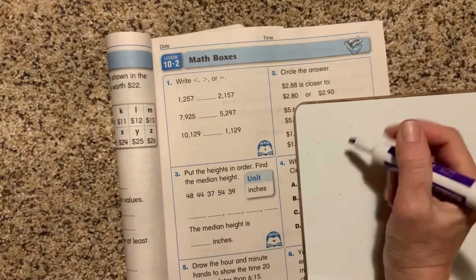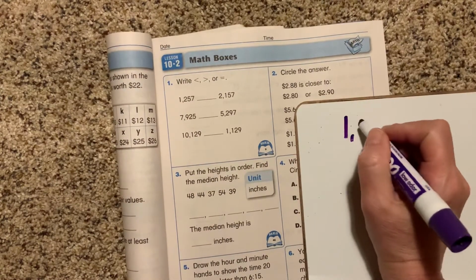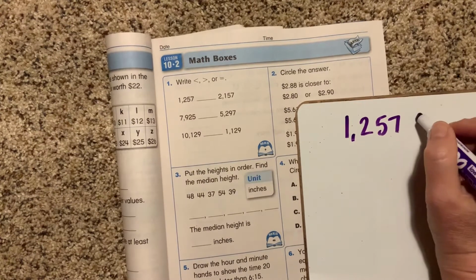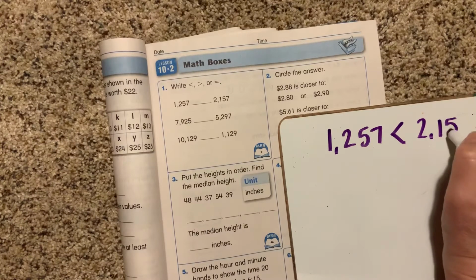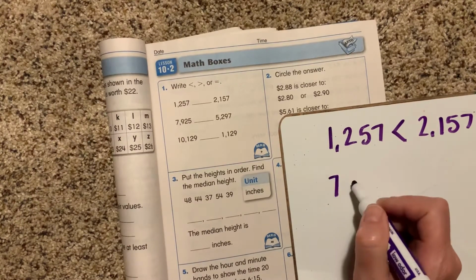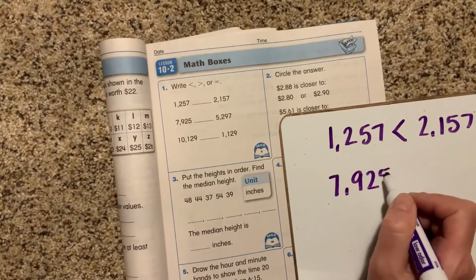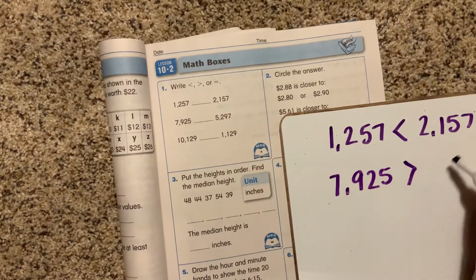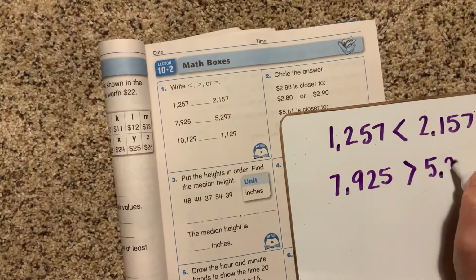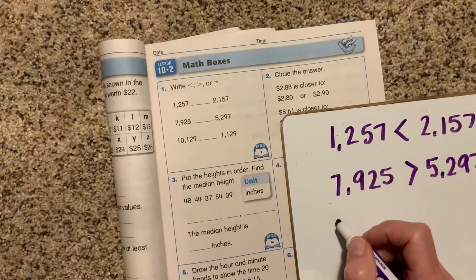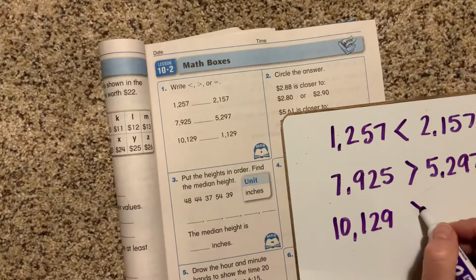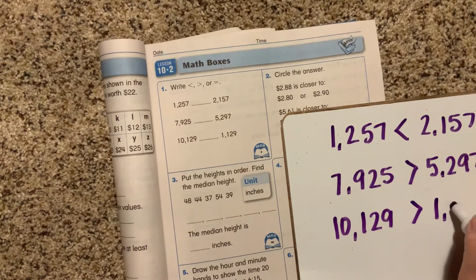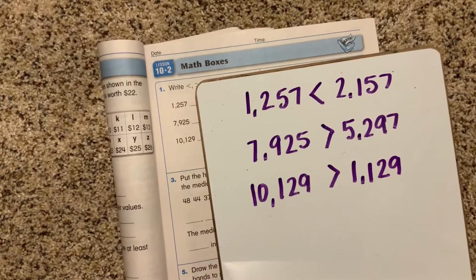Okay, coming back to it, I have 1,257 is less than 2,157. 7,925 is greater than 5,297. And 10,129 is greater than 1,129. Scoot that over a little for you.